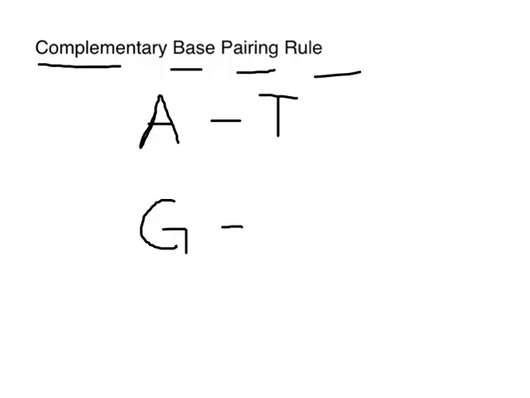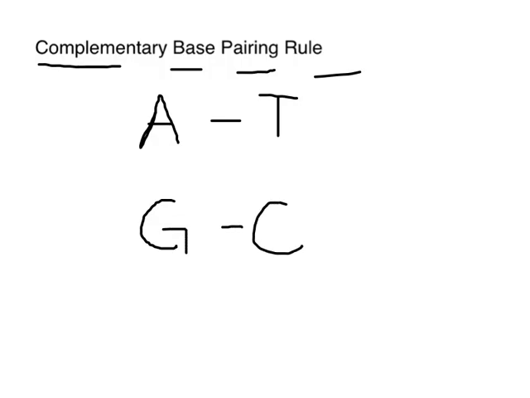Before we go any further, you do have to know that there is a base pairing rule that exists with these A's, T's, G's, and C's. This is called the complementary base pairing rule. The rule is really simple. All you have to remember is that A is always going to bond with T. The other part of that rule is that G is always going to bond with C.